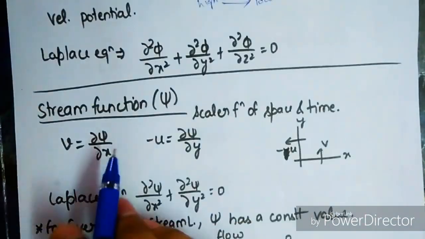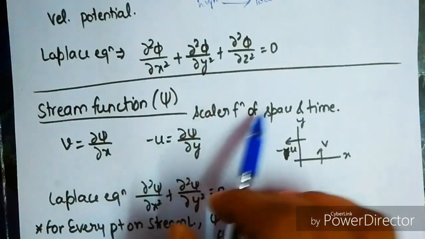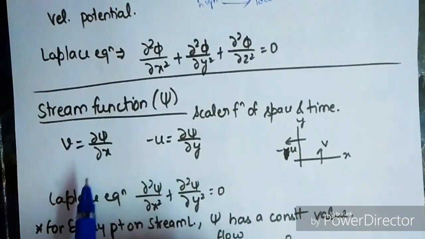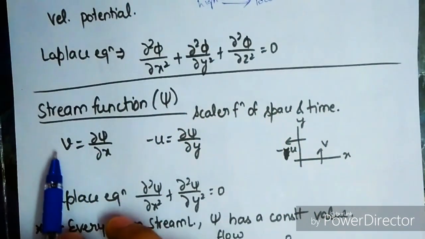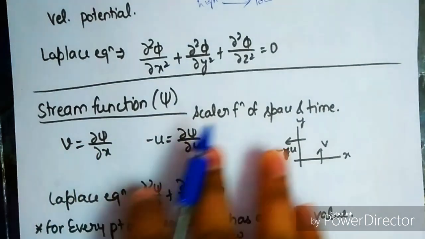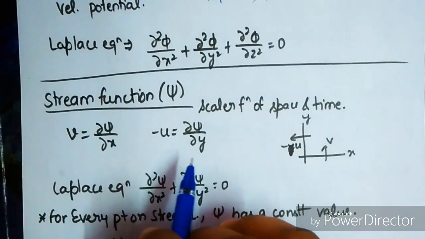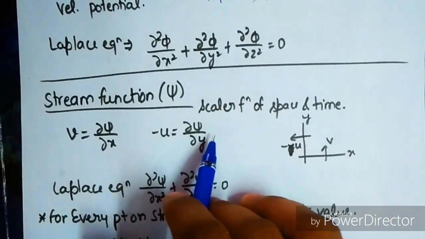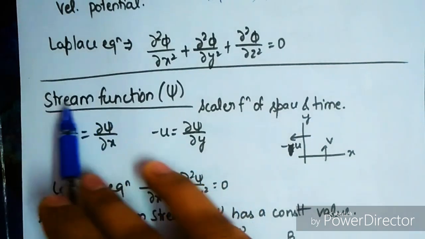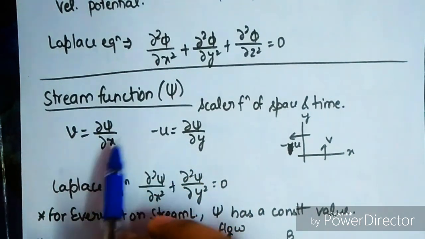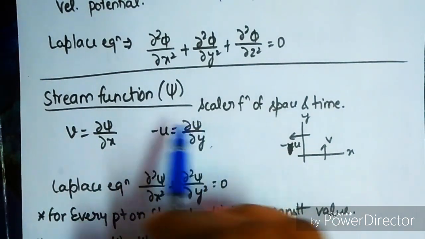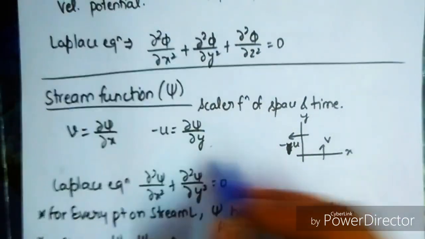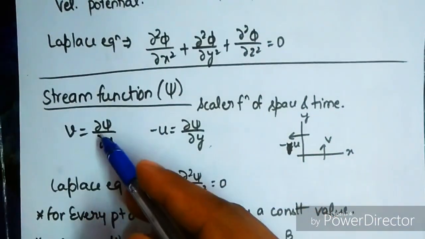Next topic is stream function. This is a scalar function of space and time like velocity potential. The difference is that here v equals del psi by del x and minus u equals del psi by del y. We have to memorize this, like here v and x, u and y, and this negative sign. We can see it here.